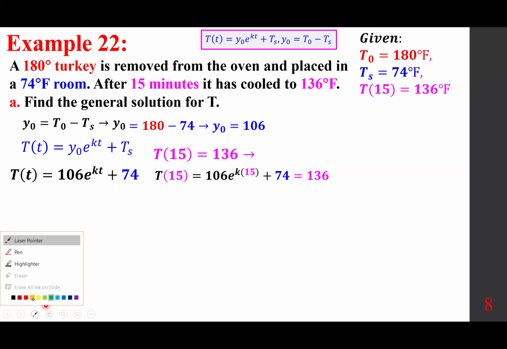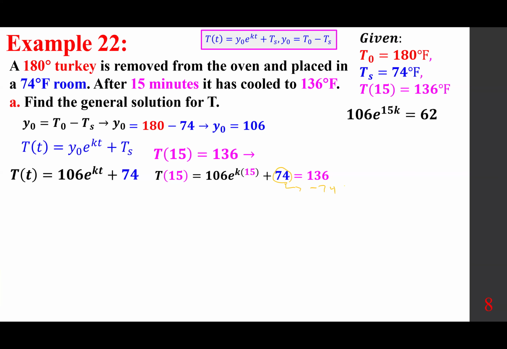So subtract 74, you get 62. Divide by 106. And again, on purpose, I'm not simplifying this because I want you to see where every number comes from. Take a natural log. Why natural log? Because the base is e here.